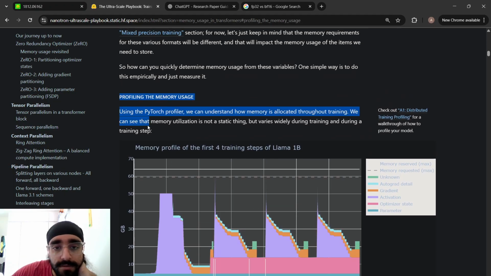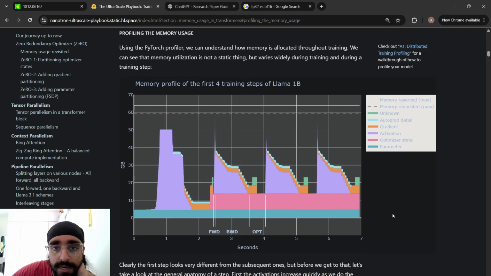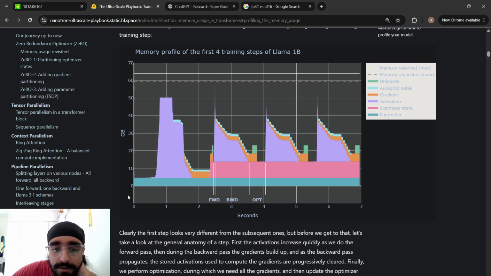Regarding memory, we see that memory is not a static thing, of course, but varies widely during training and during a training step. Check out the guide for a walkthrough of how to profile a model. Okay, we can do this later. So this is the memory profile of the first 4 training steps of the Llama 1 billion model.